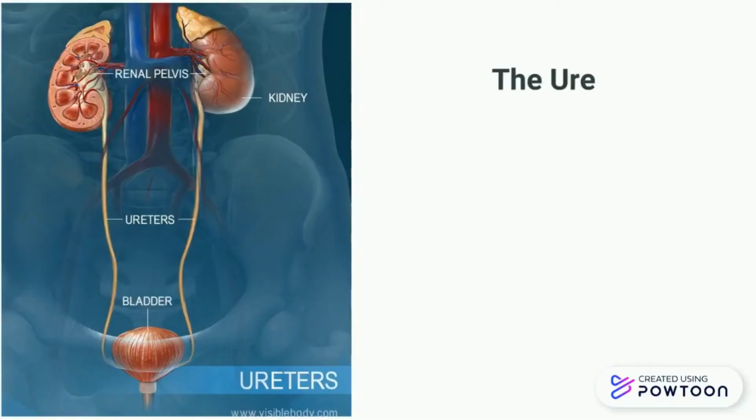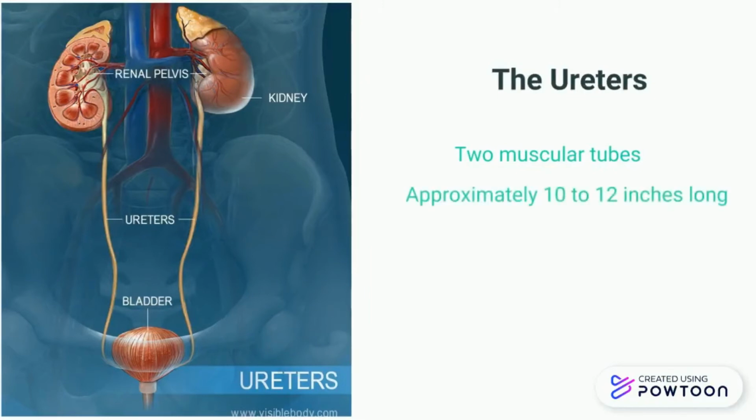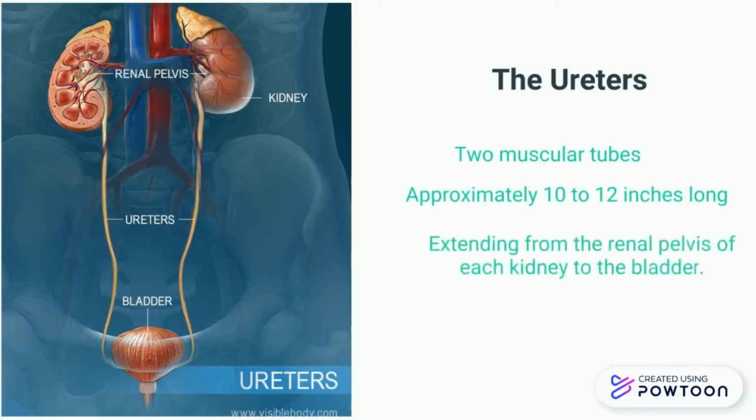The ureters. The ureters are 2 muscular tubes, approximately 10 to 12 inches long, extending from the renal pelvis of each kidney to the bladder.